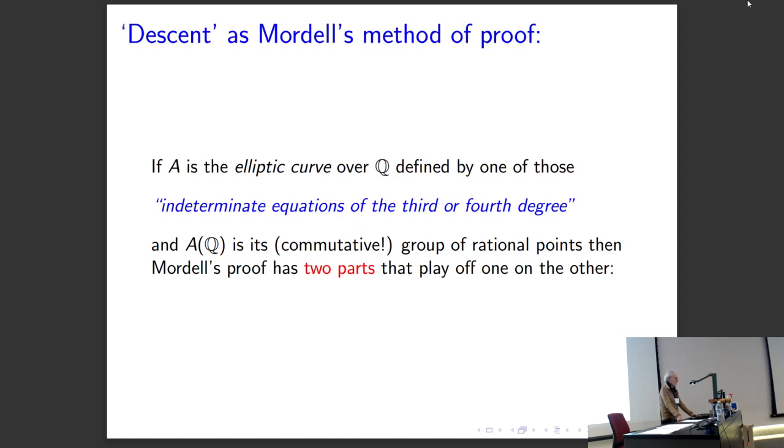And here's how I formulated it. If A is an elliptic curve over Q defined by one of those indeterminate equations of the third or fourth degree, and A(Q) is its group, which it turns out to be commutative, of rational points, then the way in which descent works, which is Mordell's proof, and as I'll comment in a few minutes, is everybody else's proof who extends this picture, has two parts that play off one on the other.